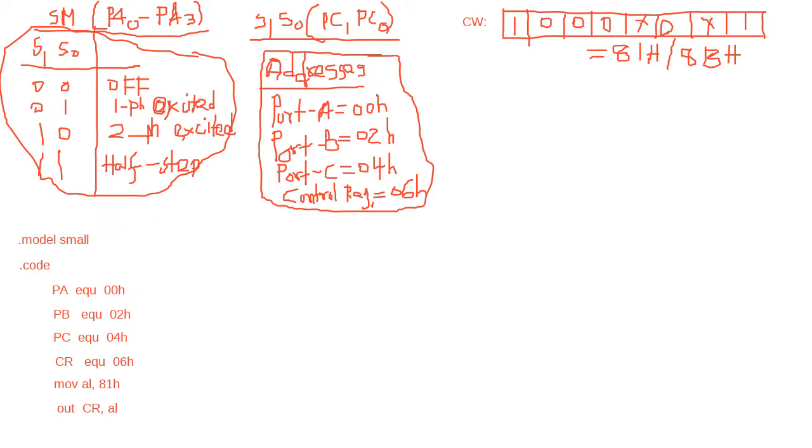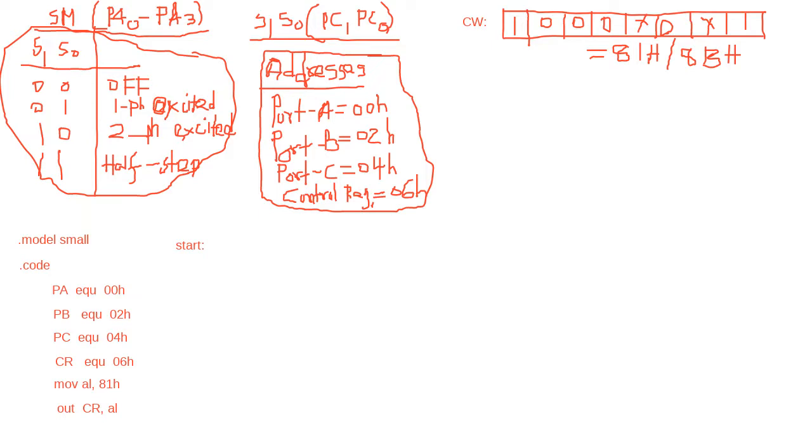Now it's about our main program. Start, because we have to repeat here again and again. How can we start it? First of all, we have to read the switch condition in AL. Where is the switch connected? Port C. The port C address is 04H. We can write 04H, or we can write PC, using a variable here.